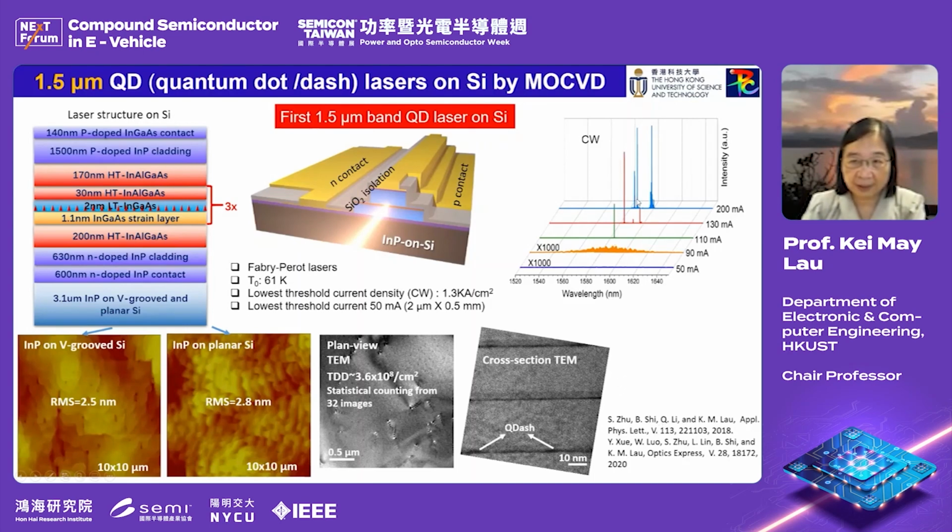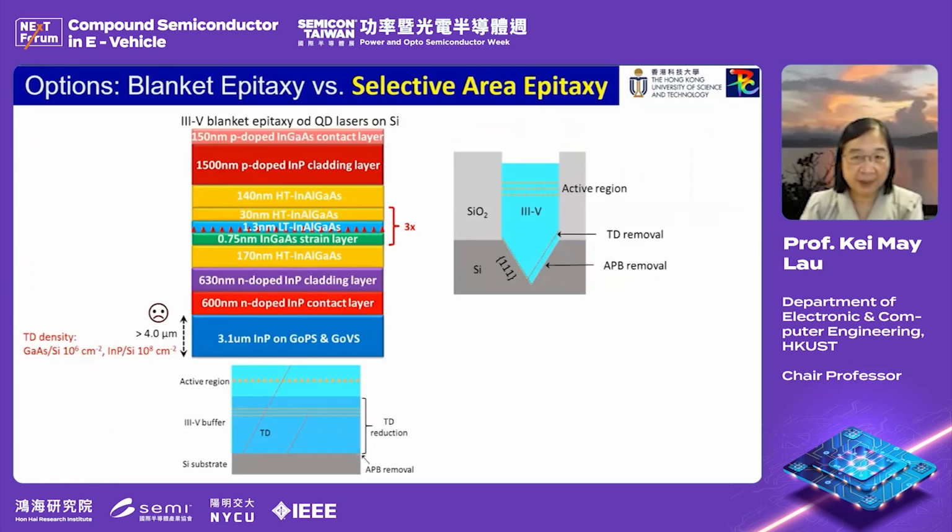And they are single mode lasing in the 1.5 micron band. And the threshold is around 1.3, and I think the lowest was 1.1 kilowatts per centimeter square. And then we think that, well, using the thick buffer is still difficult.